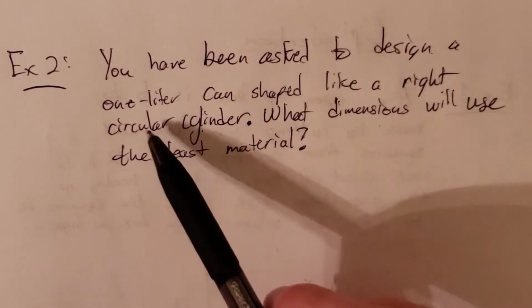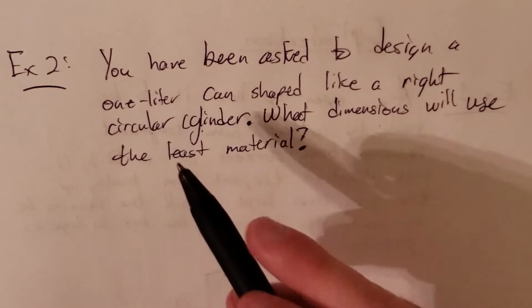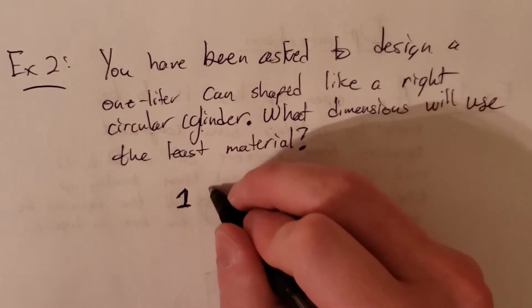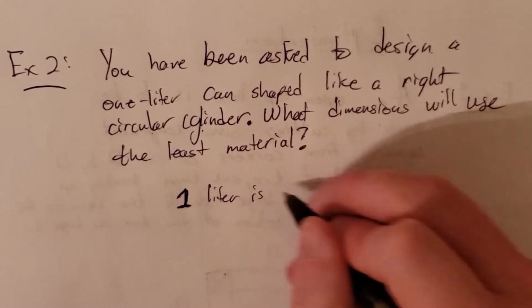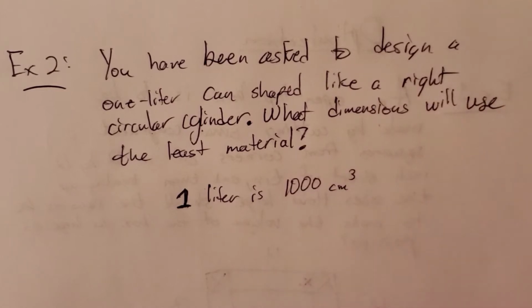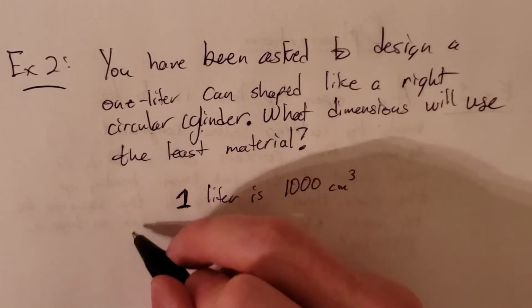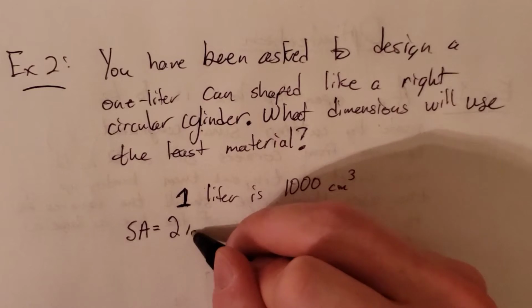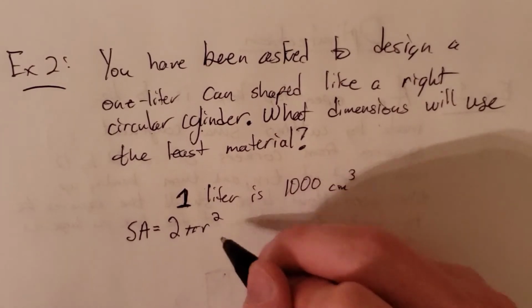First off, if we're talking about volume in 1 liter, just so you know, and this is something you can look up if you don't know it already, 1 liter is 1,000 cubic centimeters. And then what kind of function are we using here? Well, we're going to minimize the surface area function, which is 2 pi r squared. Where does that come from, right?